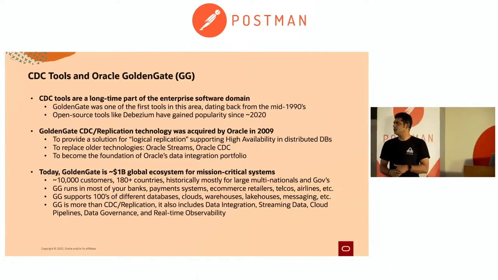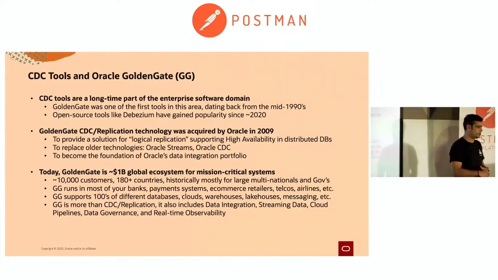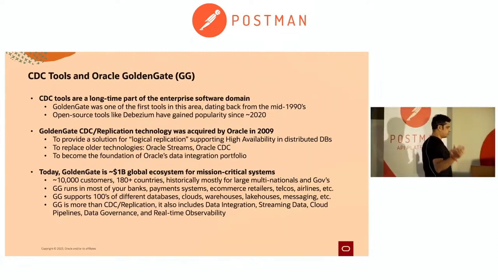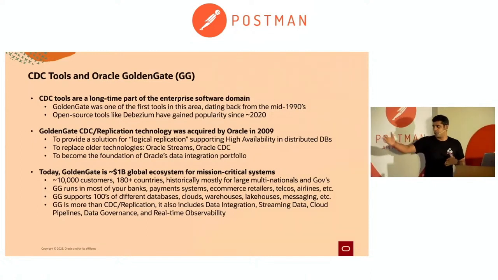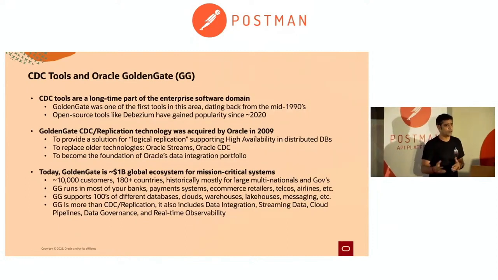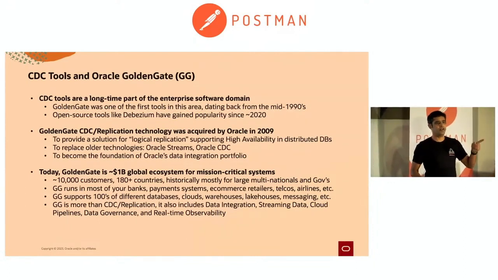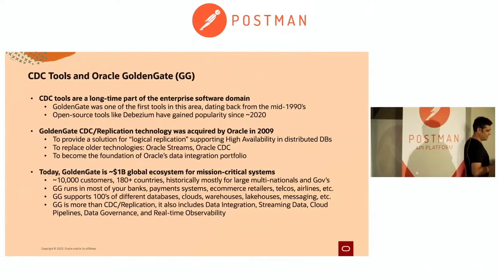So today, GoldenGate is a $1 billion global ecosystem for mission critical systems. Many customers around the world, approximately 10,000 customers in 180 plus countries, use Oracle GoldenGate. The day you start with Starbucks and you go to bed at night to relax, you watch Netflix movies, you use GoldenGate. Everywhere GoldenGate is used.